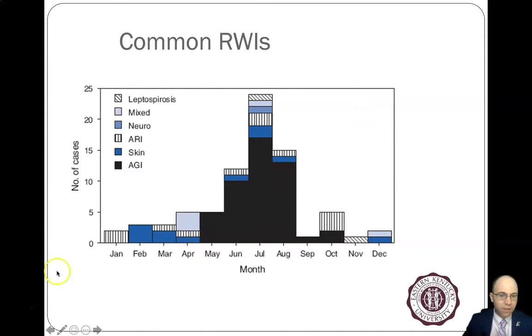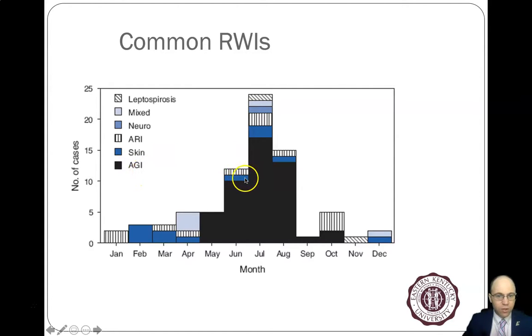Look at this graph. Which time of the year has the most recreational water illnesses? The majority of recreational water illnesses associated with outbreaks are in the summer months, May, June, July, August, with the peak being, as you would expect, in July. The black coloration here, the dominant figure, is AGI. So what is AGI? That represents acute, meaning brief, gastrointestinal illness.